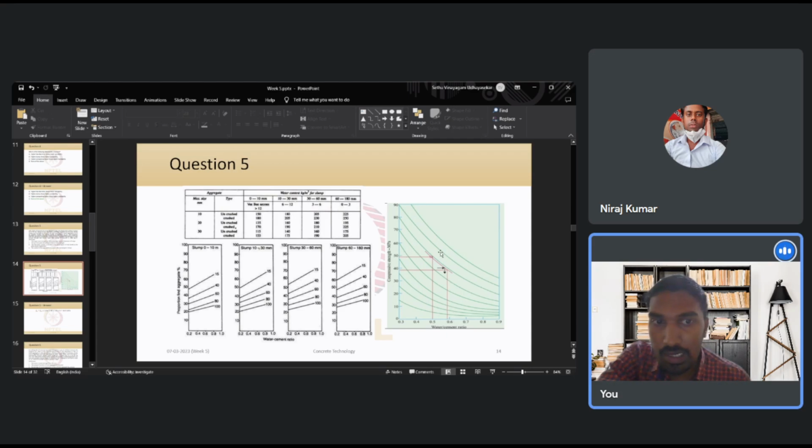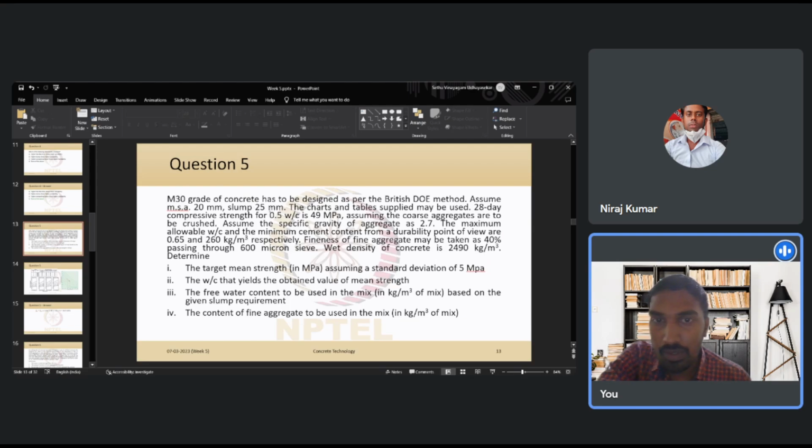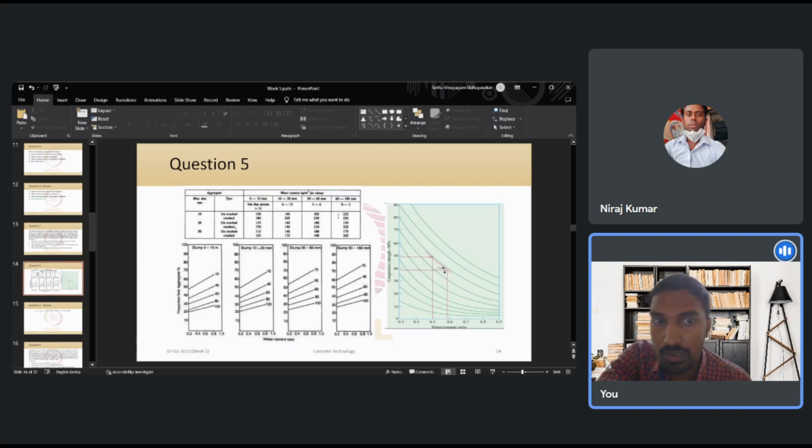To determine that, we cast a specimen for a 0.5 water to cement ratio, and then find out what its strength is after 28 days, right? And this is already given to us: for a 0.5 water to cement ratio, the strength that we get after 28 days is 49 MPa, right? So we can use this piece of information to determine which curve will be best suited for our condition.